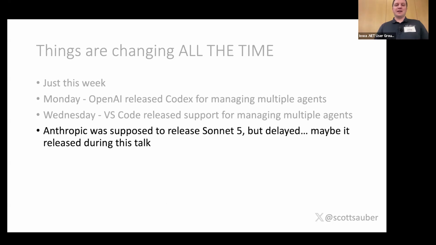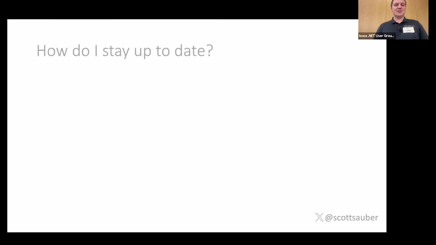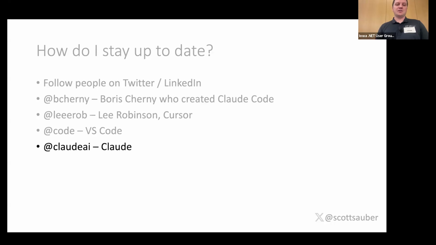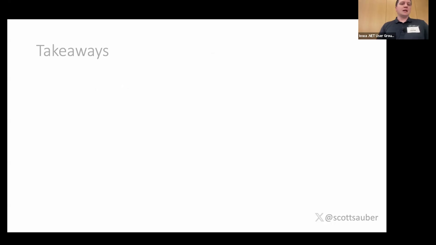So again, another takeaway, things are changing all the time, just this week. Apparently Anthropic did drop this during this talk. So some people ask me, how do I stay up to date? And how I do it is I follow people on social media. So who do I follow? Boris Cherny, I think is how you say his name. He created Claude Code. He is very open about here's how we use Claude Code at Anthropic. So he's great. Lee Robinson, he's actually local. He used to work at Hy-Vee. Now he works at Cursor. He is a great follow as well. The VS Code account, the Claude AI account, and then Corey House also, who's a consultant. He's really good to follow as well.